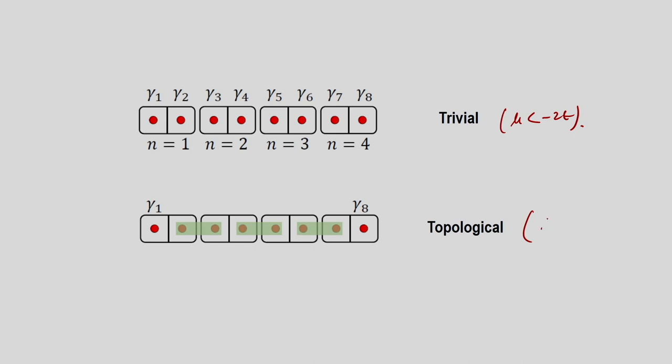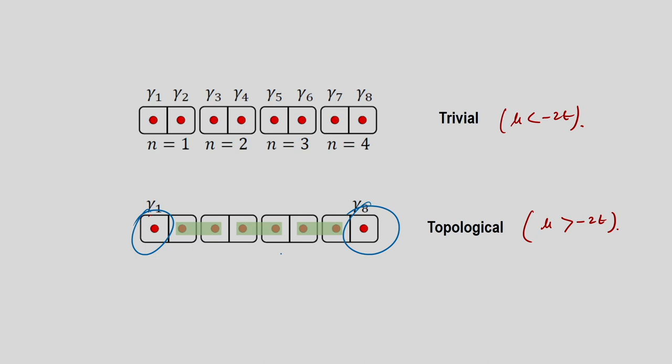Now, for the other case, when mu is equal to minus 2t, you have the 2 Majoranas here. Let me use a color. These 2 Majoranas here correspond to 0 energy, because they are completely separated from the chain. So whether they are there or not, it doesn't matter to the energy, and they correspond to 0 energy. And so the 0 energy is a twofold degenerate line which corresponds to these 2 Majoranas in the system.